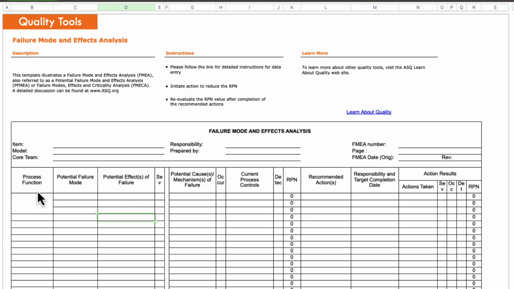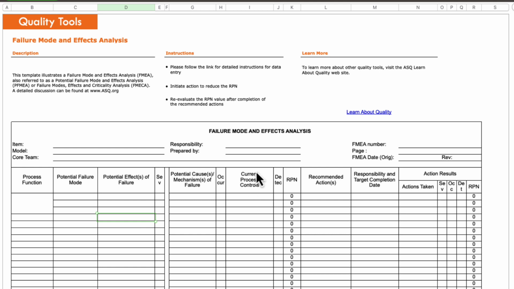Before we go into that, I want to make sure we understand these headers here. We have process function. That's the function that we're analyzing here. You have the potential failure mode. You have the potential effects of that failure mode, the severity of the effect. Then you have the potential causes or mechanisms of failure. Then you have the occurrence, and that's the occurrence of the potential causes, right? And the mechanism of failure.